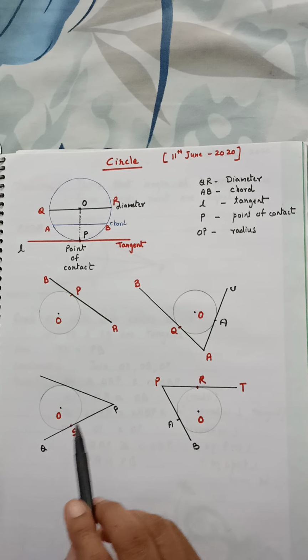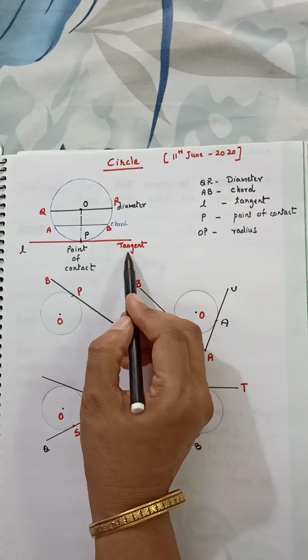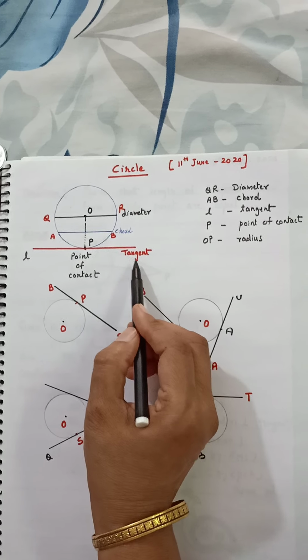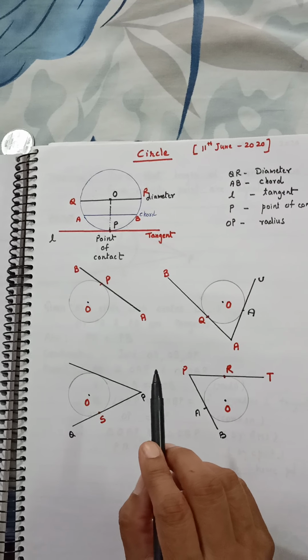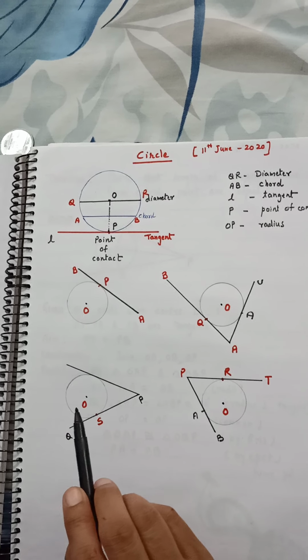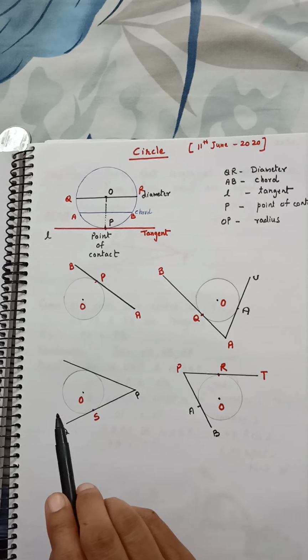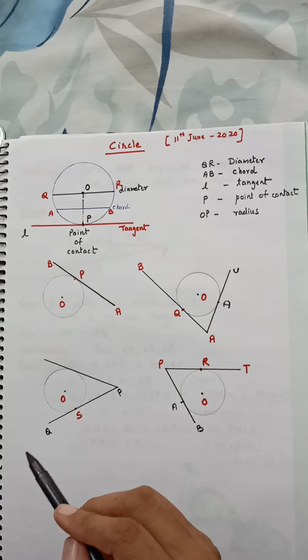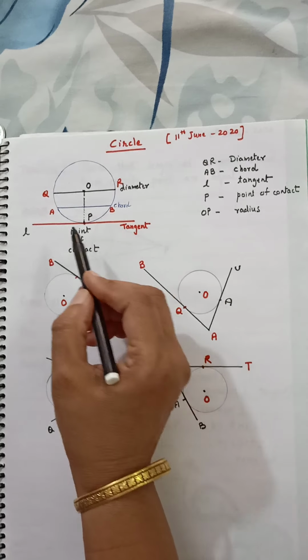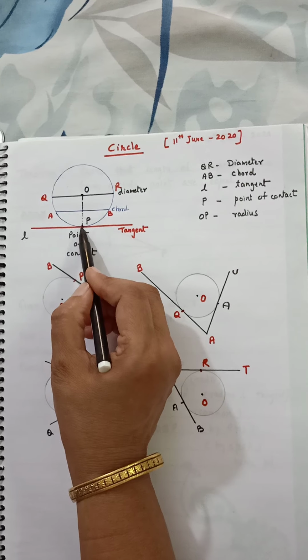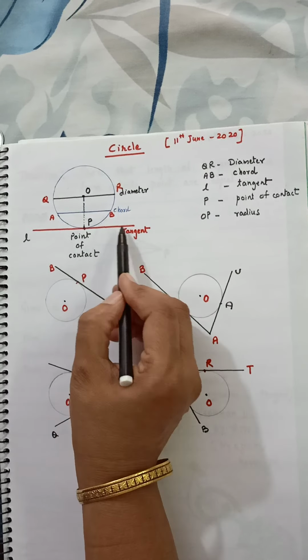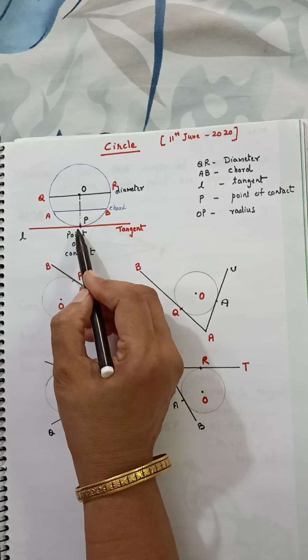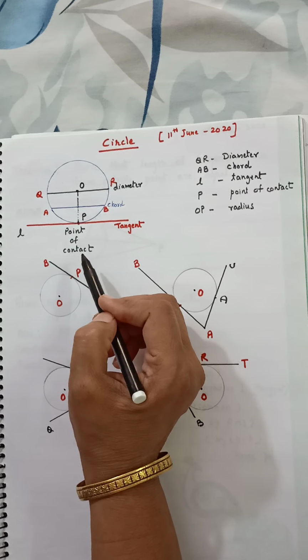What the new thing you have is the word tangent. The tangent we have not read in class 9th or 8th. In the previous classes, we have not learned about the tangent. So this tangent is somehow a new word for you. Class, what is tangent? A line which touches the circle only at one point. वो line जो सर्कल को सिर्फ एक पॉइंट पर टच करे उसको tangent कहते हैं.